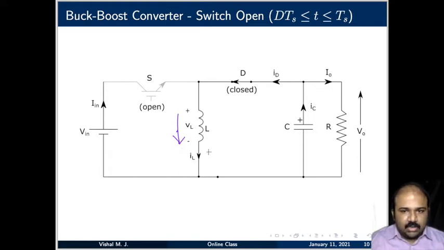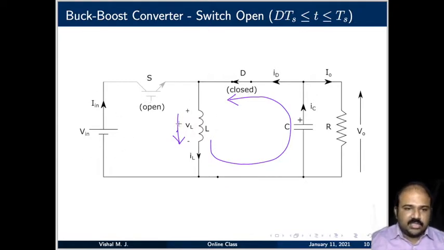So, it finds an alternative path for the current flow. The path is through the diode like this. Thereby, the diode is driven into forward bias and it will become closed. Switch is anyway open. Now, the source is isolated from the rest of the circuit. The source current becomes discontinuous or pulsed in a buck boost converter.